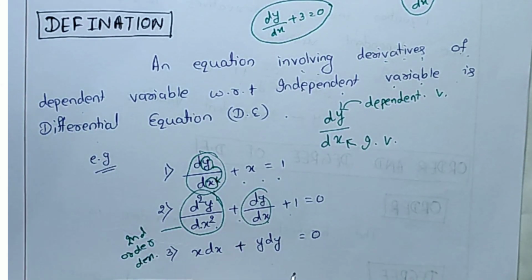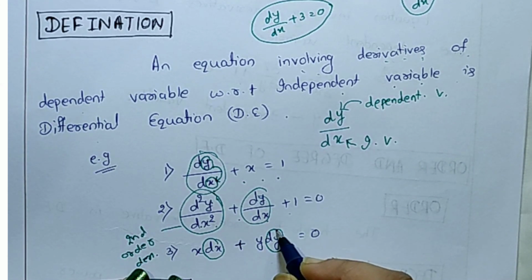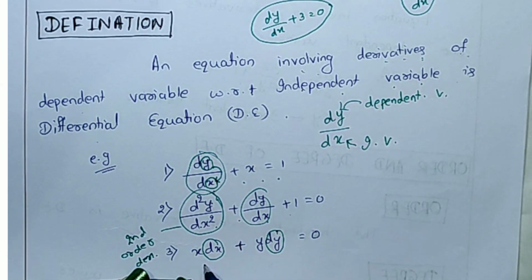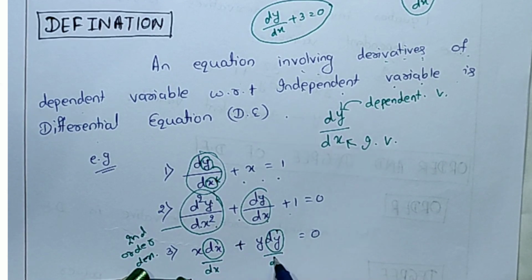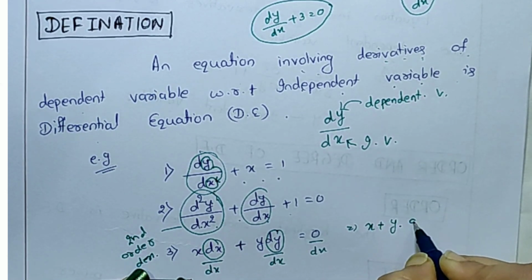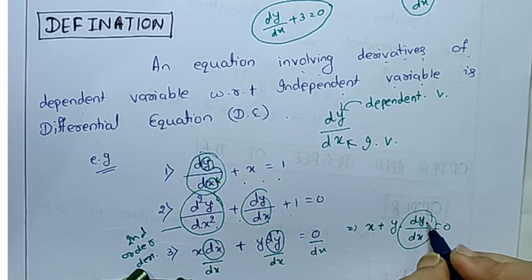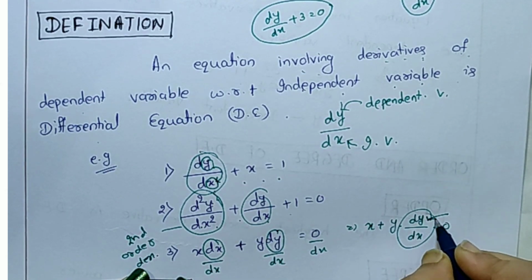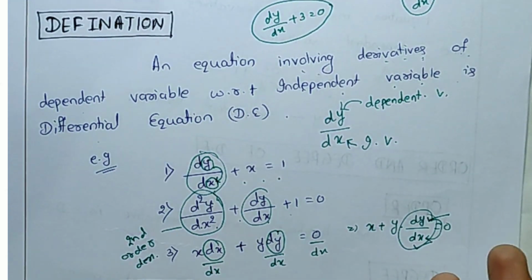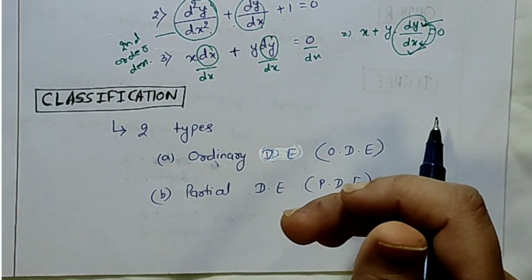If you ask where is the derivative term, this itself is a derivative term. If we divide both sides by dx, then we get x + y dy/dx = 0. So this is a derivative of a dependent variable with respect to an independent variable. So we can write x dx + y dy = 0. Clear?